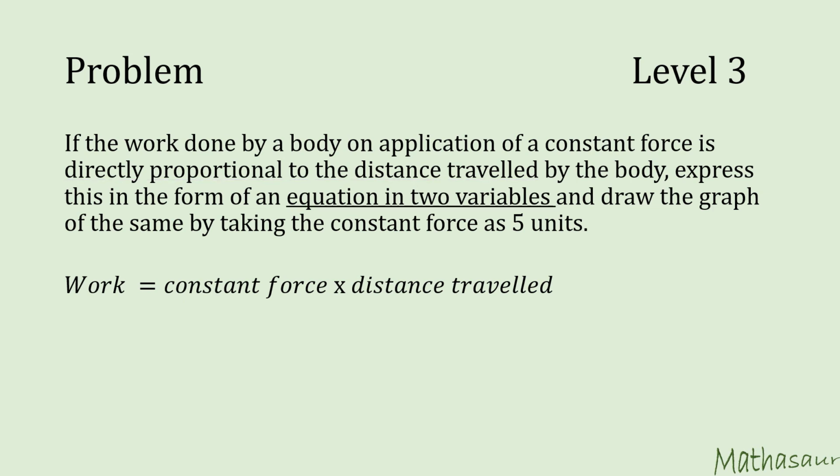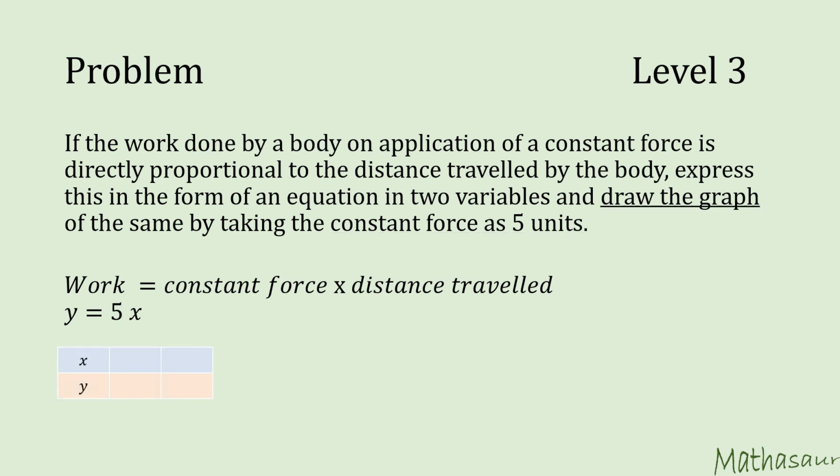So we can write work equals constant force times distance travelled. Now we have to write this as an equation in two variables. Exactly which two of these are variables? What do you think? Well, the force is given as a constant, so the only two items remaining are work and distance travelled, which have to be our variables. So let us write work as variable y and distance travelled as x. We are also given that the constant force is 5 units. So we get the equation as y equals 5x.